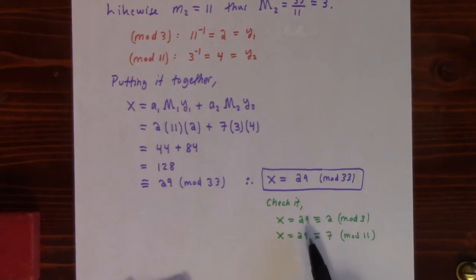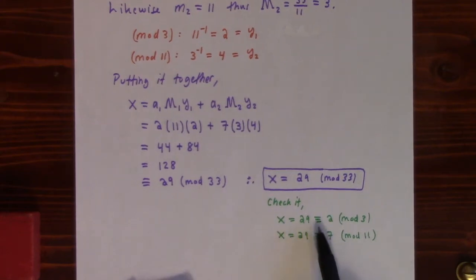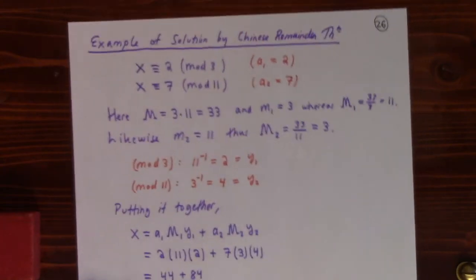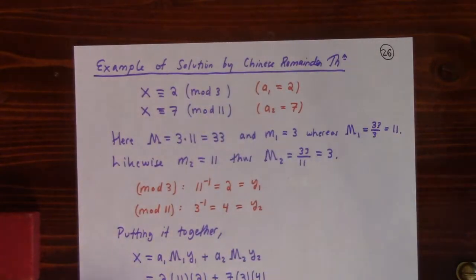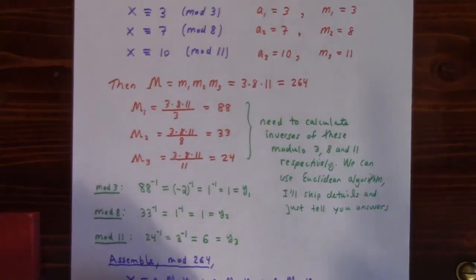And you can check it, right? X equal to 29, well, that's congruent to 2 mod 3, and X equal to 29 is in fact congruent to 7 mod 11, because of course you subtract off 22, you get 7, you subtract off 27, you get 2. So this 29 simultaneously solves both of these congruences up here. This is the Chinese remainder theorem. Now, I thought it would be good to have another example with 3 things, so here it is.